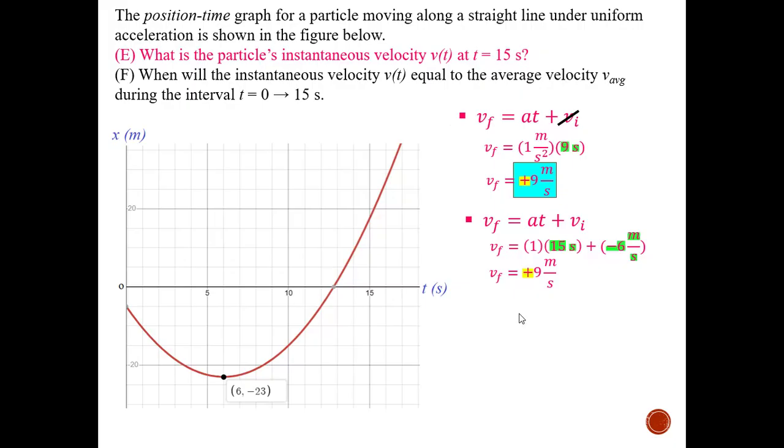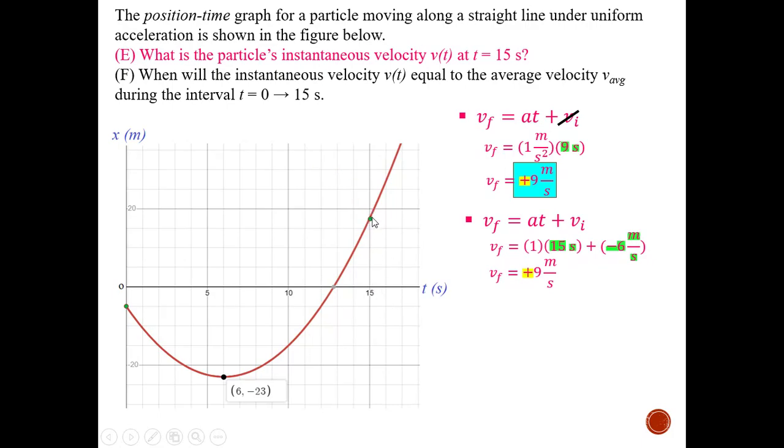Almost done. Part F asks us, when will the instantaneous velocity equal the average velocity between 0 and 15? Well, instantaneous is a single tangent line. Average velocity is the slope between 2 points, right? So essentially it's asking us, when will these two slopes be equal? The tangent slope and the slope of 2 points. So in order to do so, I'm just going to drop a little dot there, because here it says from 0 to 15, and then the other dot is going to be right there at 15 seconds.